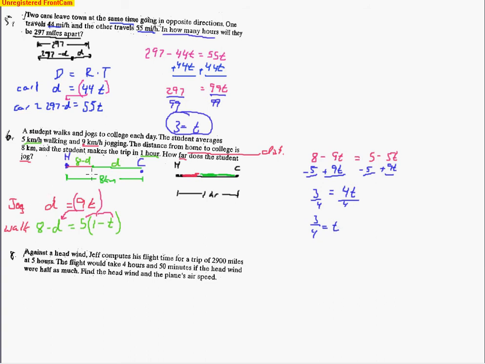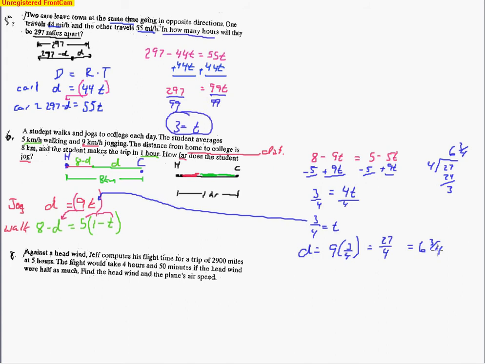But we don't want that. We want how far. So what we have to do now is take this 3/4 and substitute it. Put it in for this t to find out what d is. So d equals 9 times 3/4. So we go ahead and multiply across. Got ourselves 27/4, and then we can go ahead and do some division. So 4 goes into 27 almost 7 times. It's going to be 6 times. And that leaves us with 3 left over, so 6 3/4. So this equals 6 3/4 kilometers.